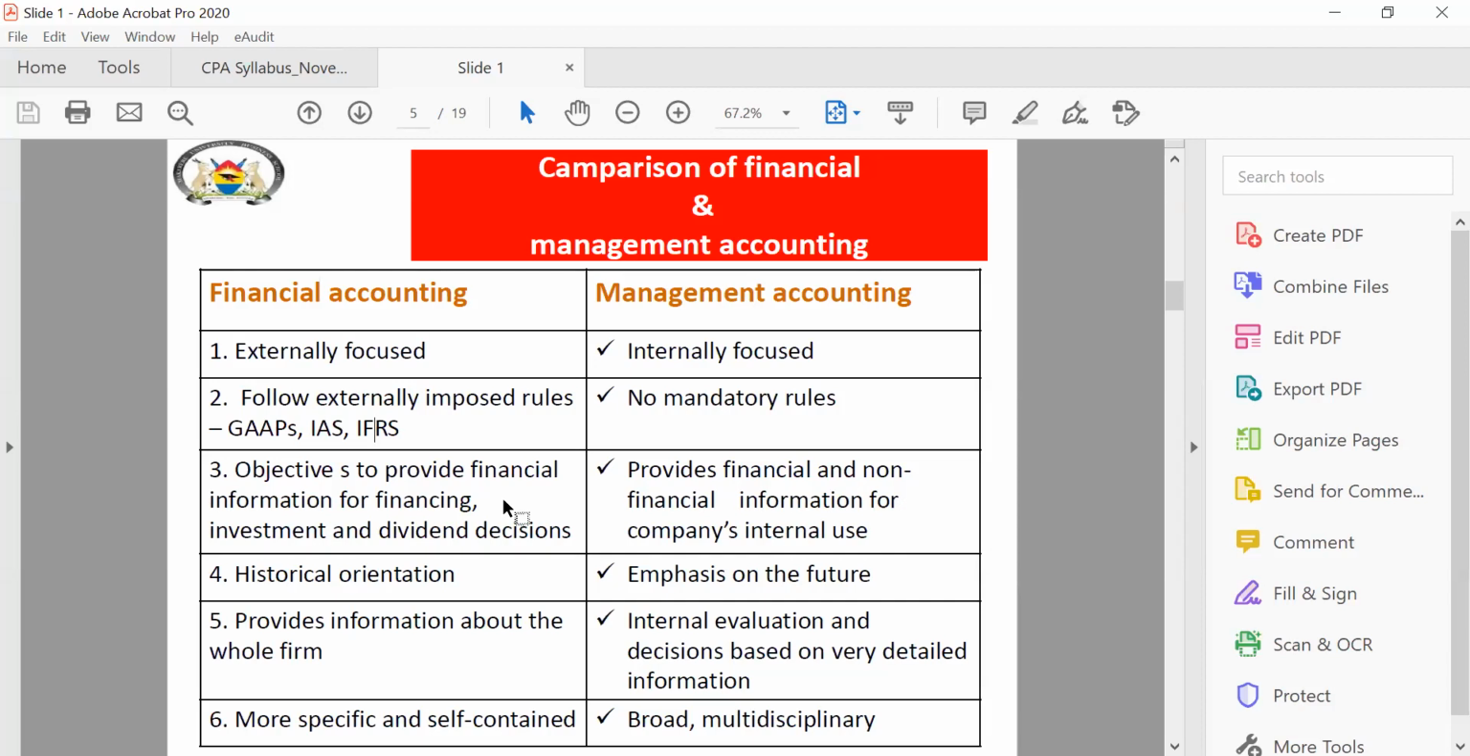The other difference is on where this information, what focus is it looking at? Financial accounting is historically oriented. Why? It looks at the past performance. If we are preparing an income statement, we are preparing an income statement for the period ended. So we are looking at the end of the year. If it is a balance sheet, we are looking at as at the end of the year. And the source of our information is based on what has happened in the past.